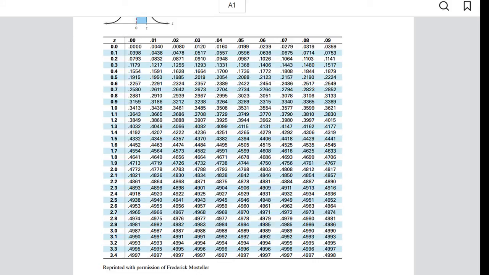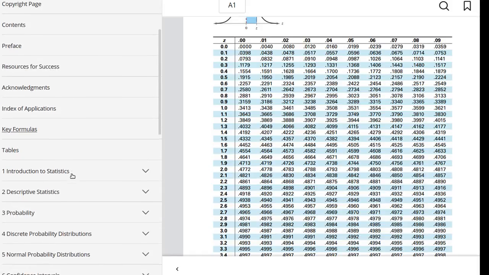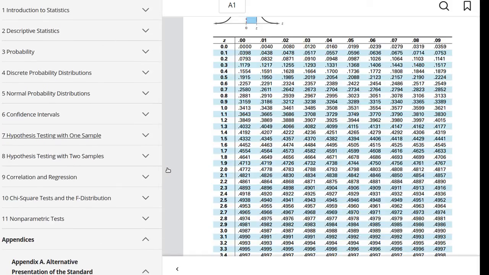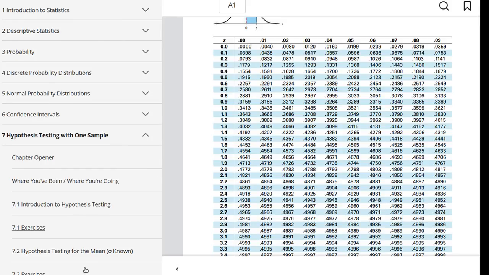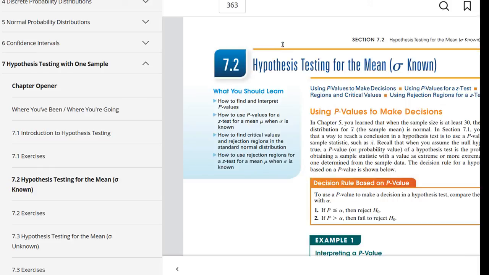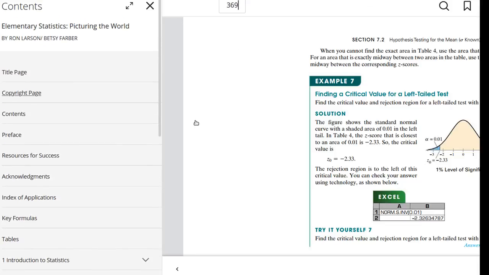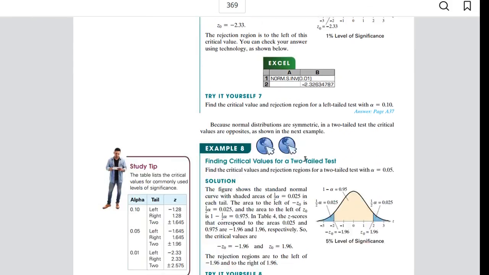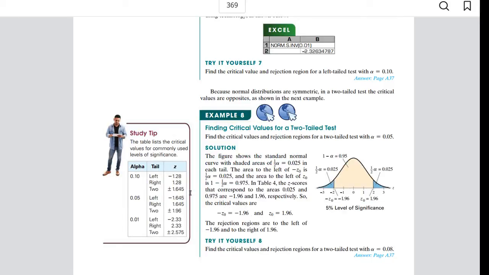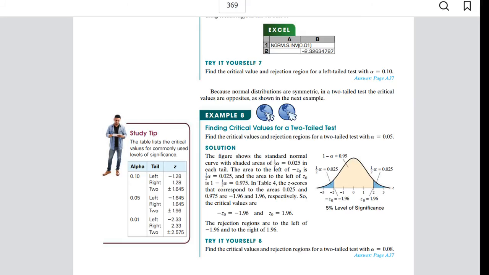Let me see if I can find page 369 in this so I can show you what I mean. It was on section 7.2. 7.2, page 369. Oh, yep, I can do it right here. I swear I'm using every piece of technology. And right here, this table lists the critical values. Yes, good, it's showing. All right, there you guys are, back to the table.